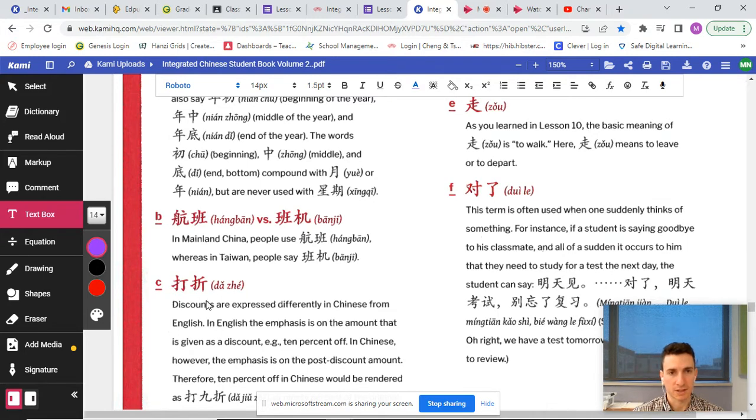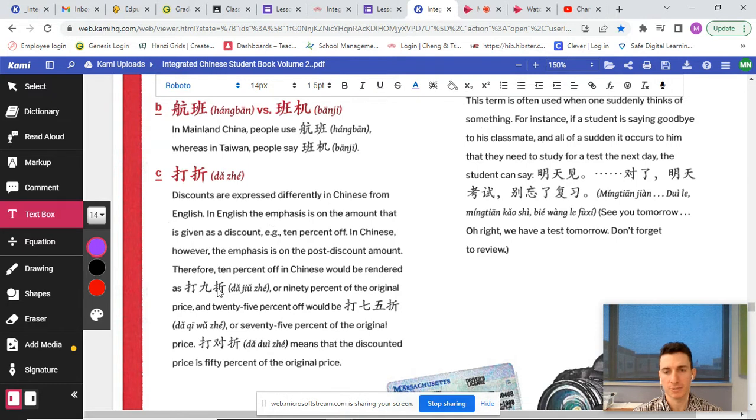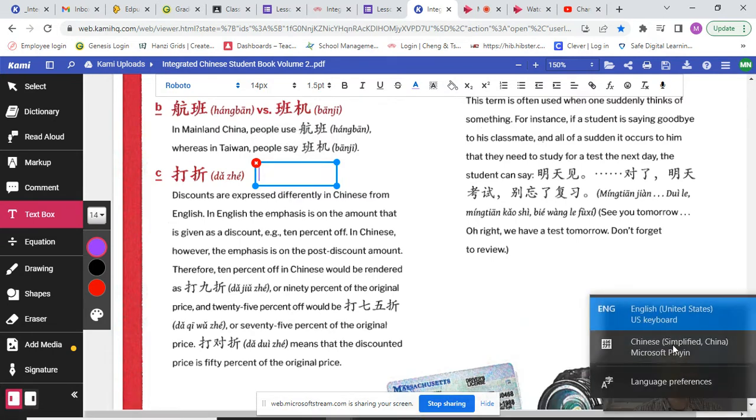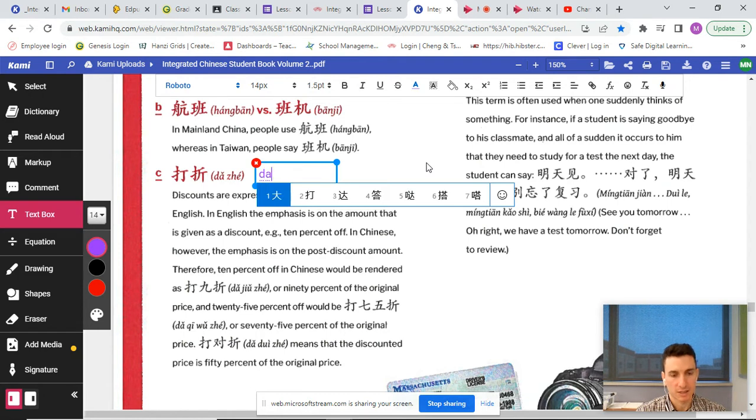打折 means a discount, and here it goes through a whole big explanation. But just to put it simply, if you want to say that something is 10% off, you would actually think of it in a little bit different logic than in English. You would actually say 打九折. So you would put the number in the middle.